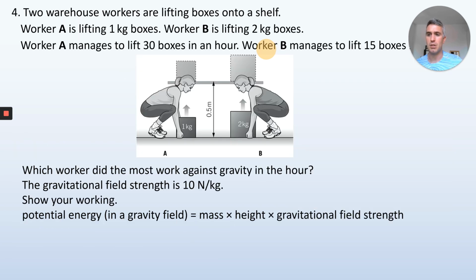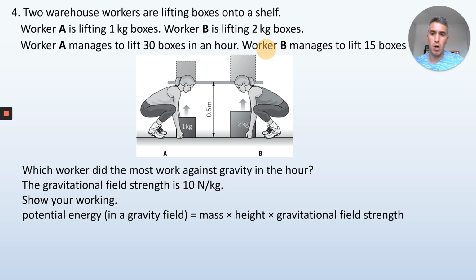Two warehouse workers are lifting boxes onto a shelf. Worker A is lifting 1 kilogram boxes. Worker B is lifting 2 kilogram boxes. Worker A managed to lift 30 boxes in an hour. Worker B managed to lift 15 boxes in an hour. Which worker did the most work against gravity in the hour?